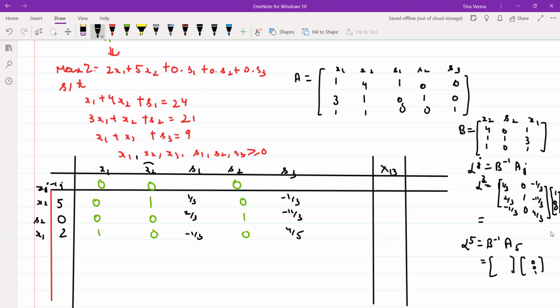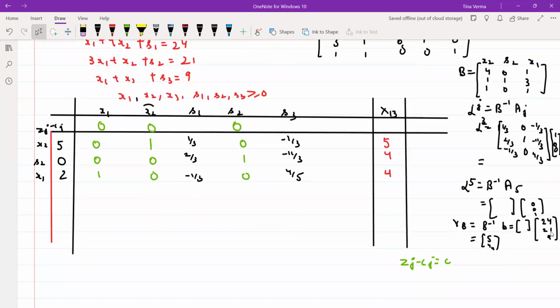And your XB is nothing but B inverse into b. That means B inverse times the matrix b, your right hand side, that is 24, 21 and 9. When you multiply, this will give me the answer 5, 4, 4. So here the entries will be my 5, 4, 4. Next you calculate your Zj minus Cj.